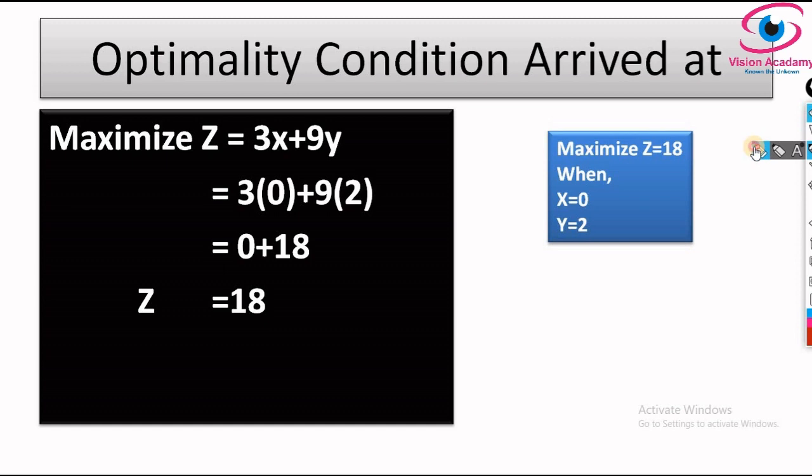So we have arrived at optimality condition. Replacing the x value and y value in the objective function: x value is 0, y value is 2. Maximize z is equal to 3x plus 9y. This is the objective function. There is no value for x, that is 0, so 3 times 0, and we have the value for y, that is 2, so 9 times 2. 9 times 2 is 18, so the z value is 18. We have arrived at optimality condition, so z is 18.